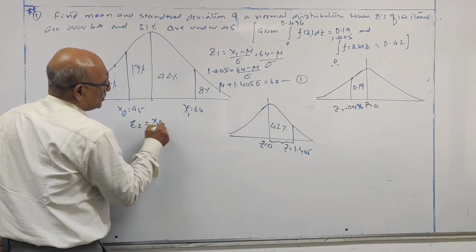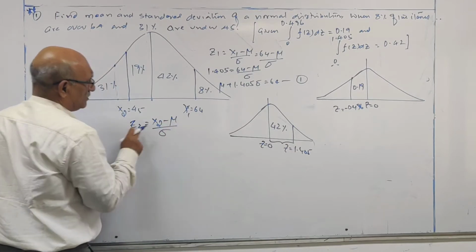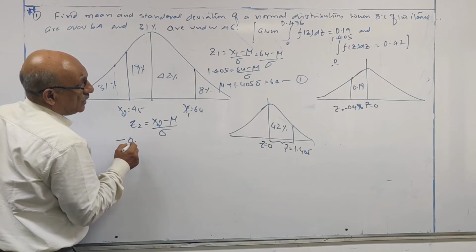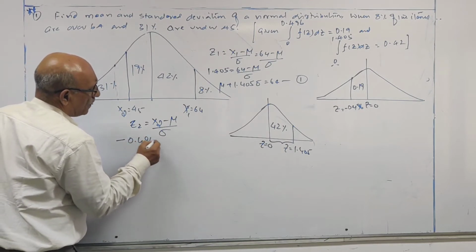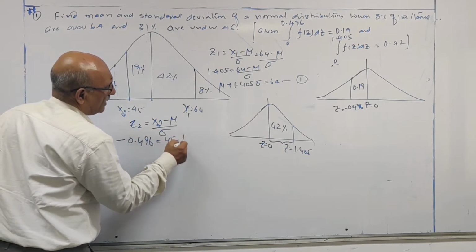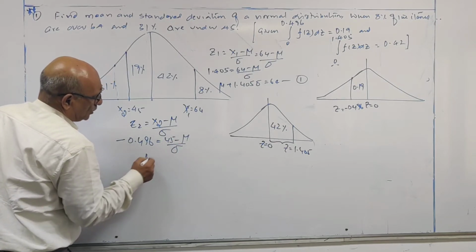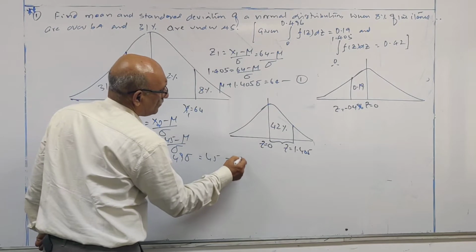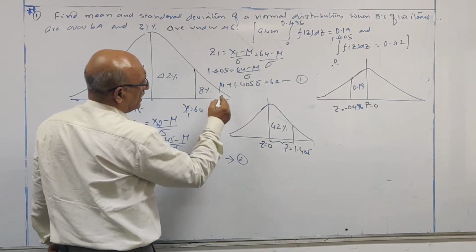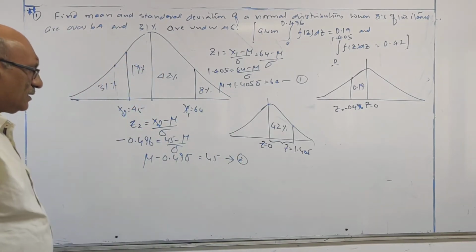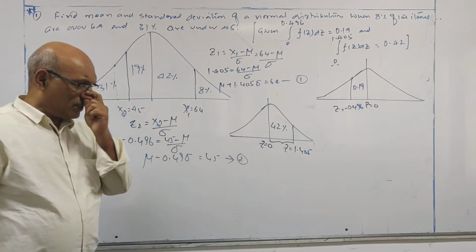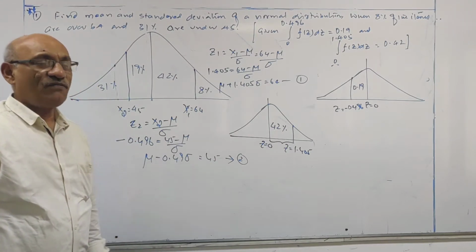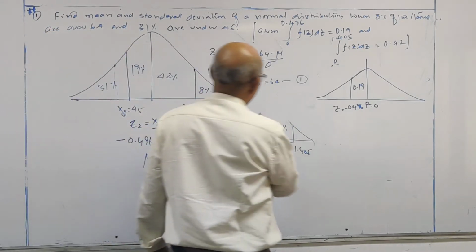Z2 is equal to x2 minus mu divided by sigma. Z2, minus 0.496 is equal to 45 minus mu by sigma. So mu minus 0.496 into sigma is 45. This is equation number 2, this is equation number 1. When I solve these two equations, I'll get the value of standard deviation and mean.